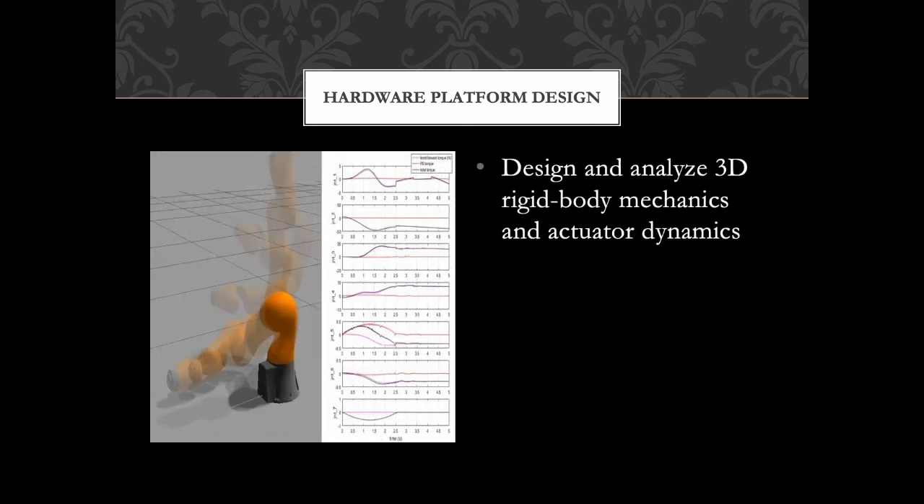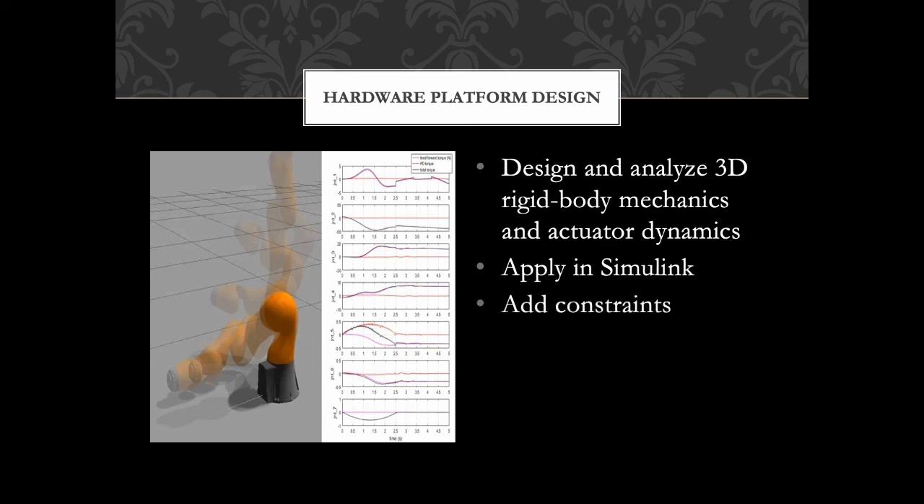In this part, we have to design and analyze 3D rigid body mechanics, such as vehicle platforms and manipulator arms, and actuator dynamics, such as mechatronic or fluid systems. After that, we have to apply in Simulink. In this part, we can work directly with existing CAD files by importing the URDF files or Unified Robotic Description Format directly into Simulink or from CAD software like SolidWorks and Onshape.